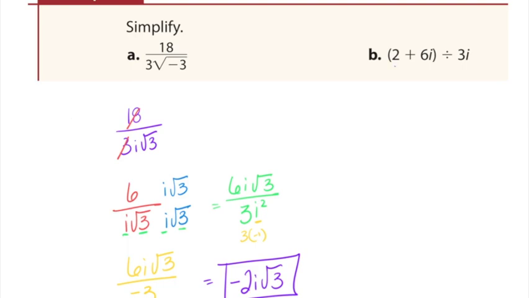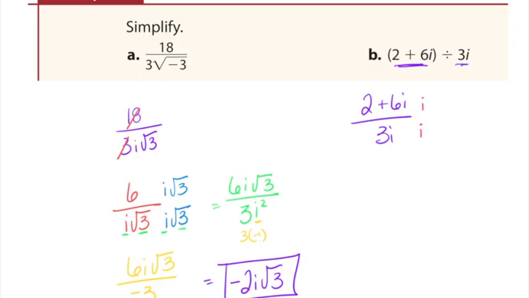So I am going to actually rewrite this one to look like a fraction, all right? I'm going to say 2 plus 6i over 3i, all right? Now here's the thing. I don't have to get the 3 out of the denominator because it's not a radical. I don't have to do that at all. But I do need to get the i out of the denominator. So I'm going to multiply the top and the bottom by i.